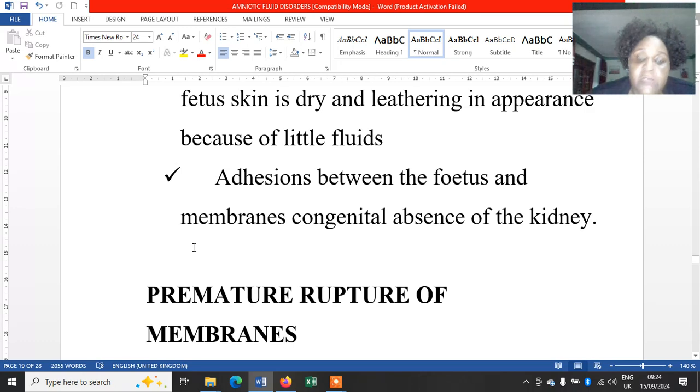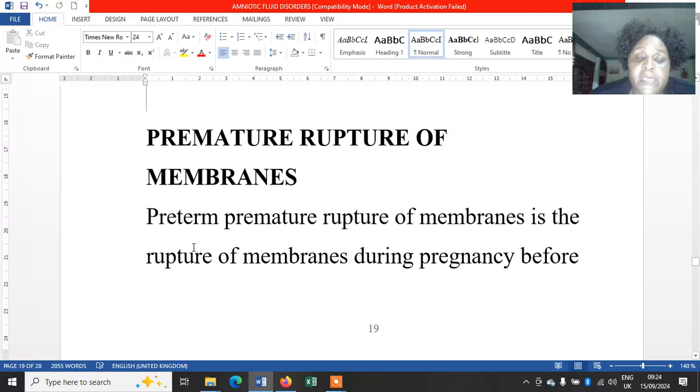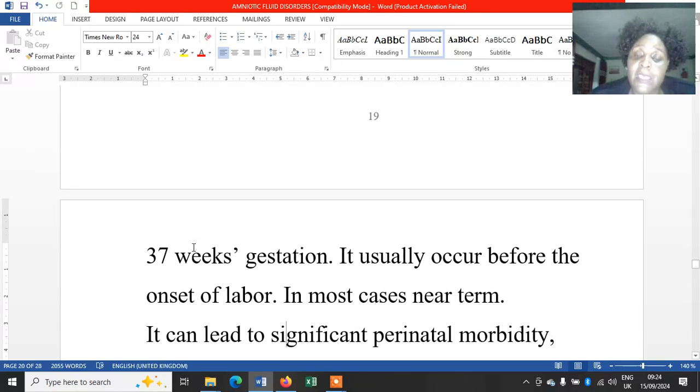So another amniotic fluid disorder can happen in normal amniotic fluid, but when we have premature rupture of membranes. Preterm or premature rupture of membranes is the rupture of membranes during pregnancy before 37 weeks of gestation. Here the mother is having normal liquor, not poly, not oligo. But before 37 weeks of gestation, the membranes rupture.